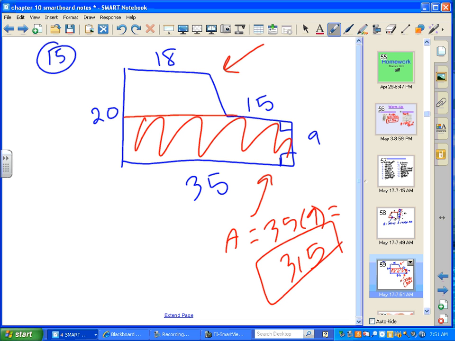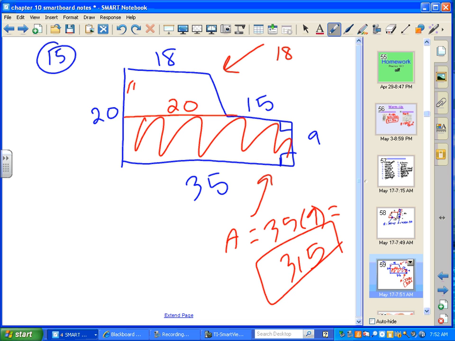Okay, the 18 plus 20. Let me show you. Here's what I was trying to figure out. So this base right here is 20 units. Do you know how I got 20 for this base right here? Take 35 minus 15. So this base here is 20. And then the height here, you need to take 20 minus 9, and you get 11. Did you get 11 for that?